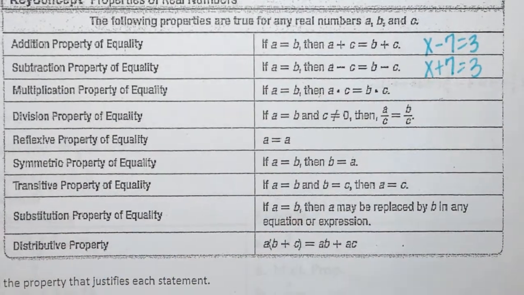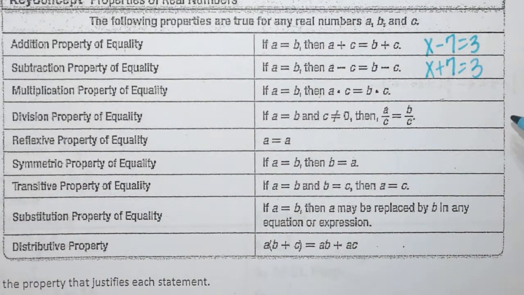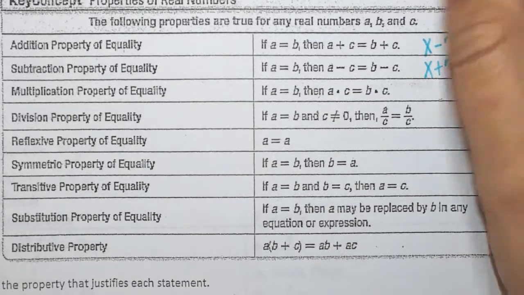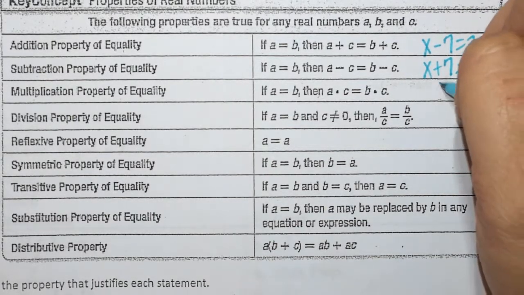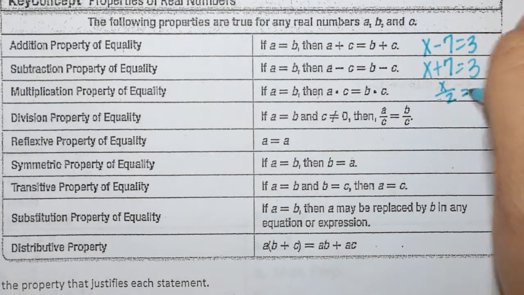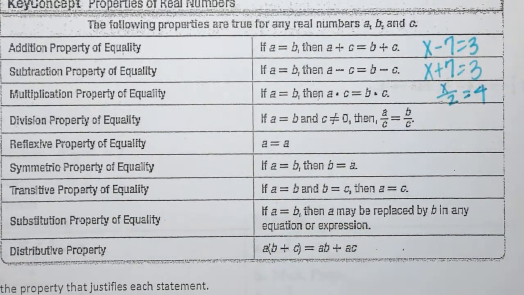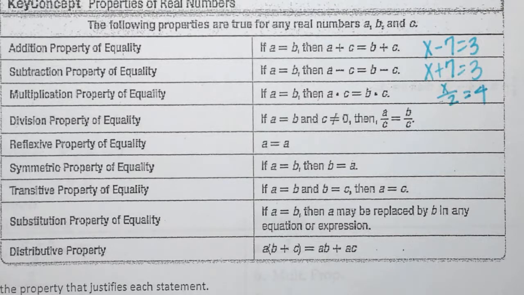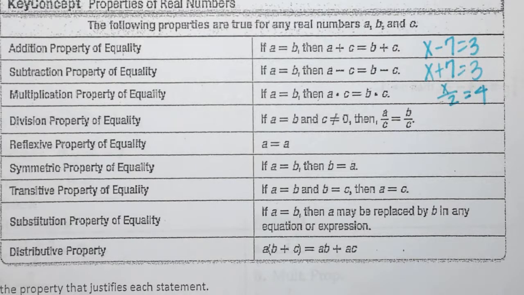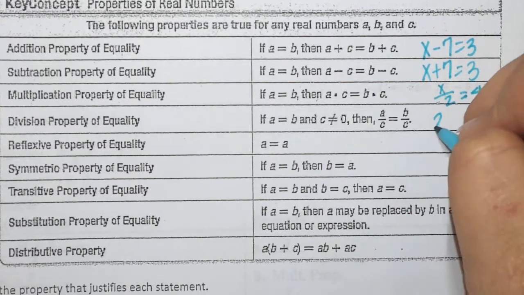Good. Take a point. So the multiplication property of equality, what's the opposite of multiplication? Division. So if we had x divided by 2 equals 4, that would be the multiplication property of equality because you have to multiply to get x by itself. Does everybody see what we're doing? Yes. Okay. The division property of equality. Can somebody raise their hand and give me an example? Caitlin? x times 2 equals 4. Okay, so 2x equals 4.